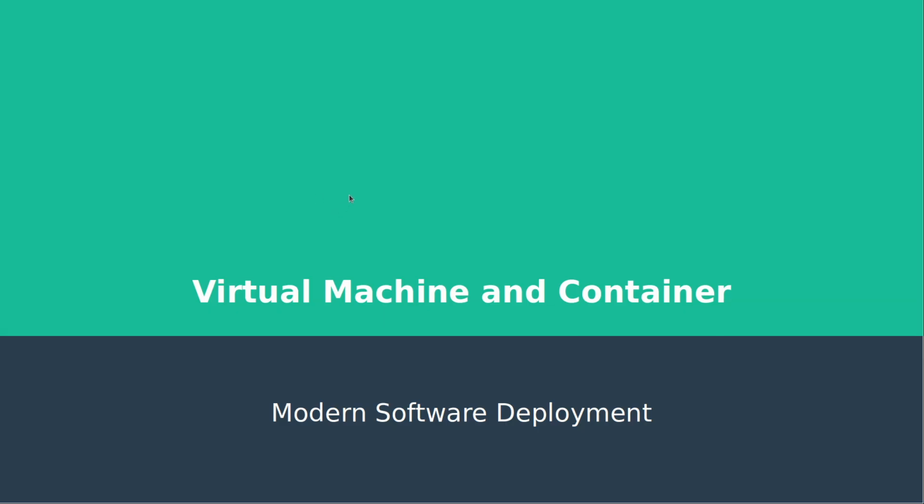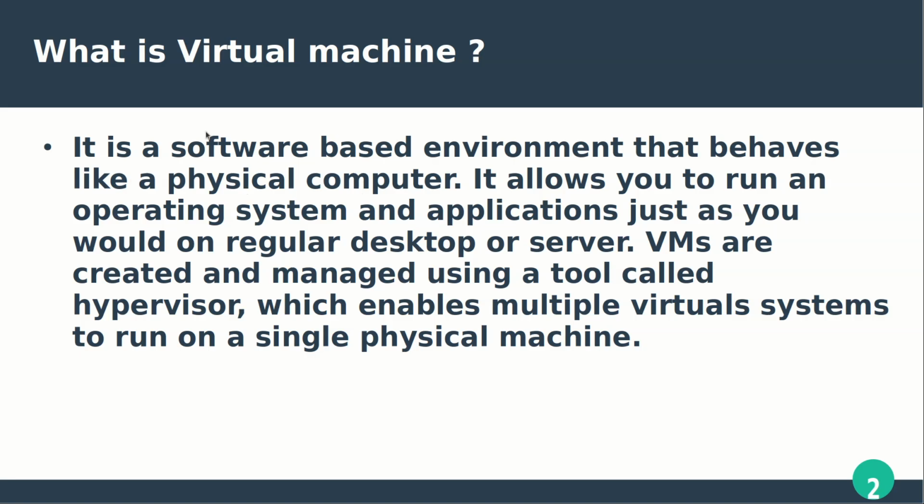So today we are going to see virtual machine and container. What is a virtual machine? A virtual machine is a software-based environment that behaves like a physical computer. It allows you to run an operating system and applications just as you would on a regular desktop or server. If you have studied cloud computing, you will have a good idea about virtual machines. But if you don't know cloud computing, then you will find it a little bit difficult, so go through these videos properly. Virtual machines are created and managed using a tool called a hypervisor.